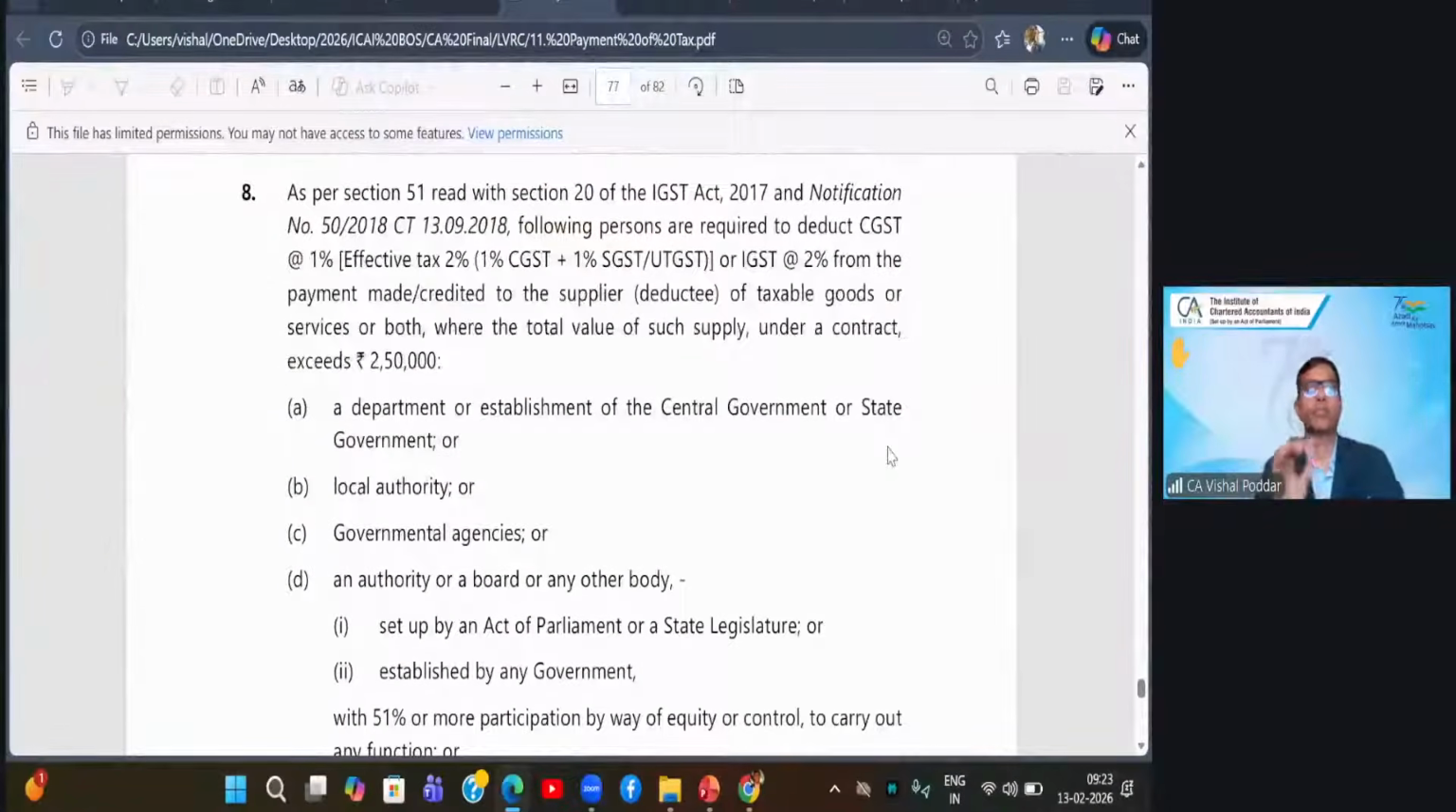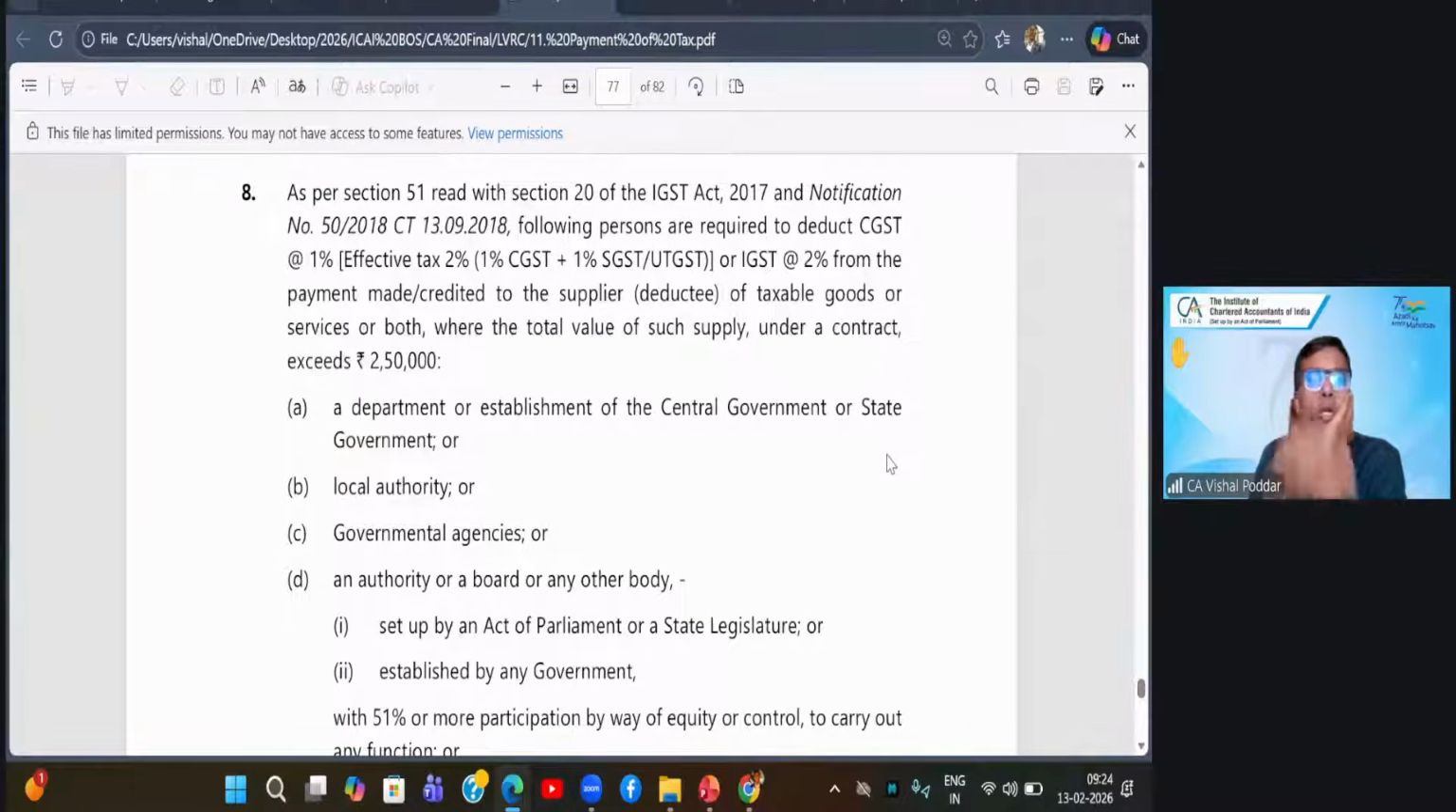Yes, please read. As per Section 51, read with Section 20 of the IGST Act 2017 and notification number 50/2018 CT dated 13/9/2018, the following persons are required to deduct CGST at 1%. Effective tax rate is 2%: 1% CGST plus 1% SGST or UTGST, or IGST at the rate of 2%, from the payment made or credited to the supplier, the deductee, of taxable goods or services or both, where the total value of such supply under a contract exceeds 2,50,000.